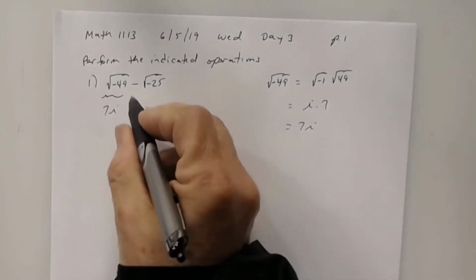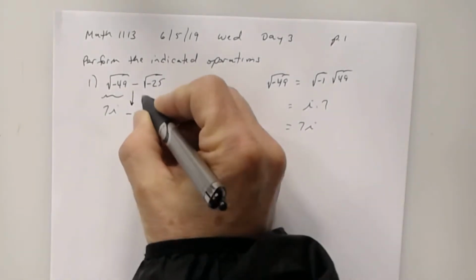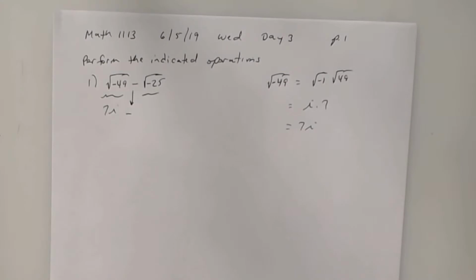Minus, what is the square root of negative 25? 5i. Again, if you did not know that that was 5i, remember, it's not negative 5, because negative 5 times negative 5 is not negative 25. Negative 5 times negative 5 is a positive 25.